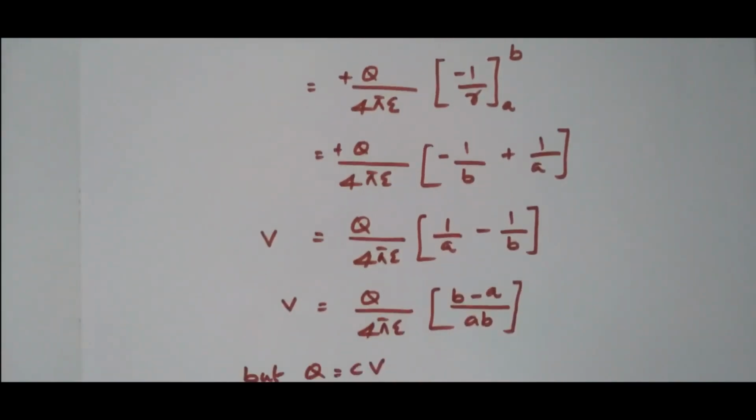Now we'll take the LCM. Q divided by 4 pi epsilon, taking the LCM ab, so b will be multiplied here and a will be multiplied here. So we get b minus a divided by ab.